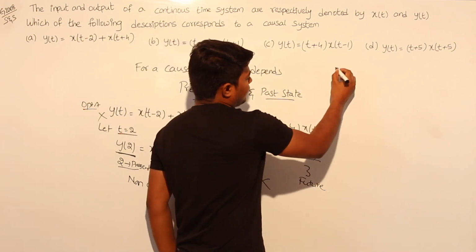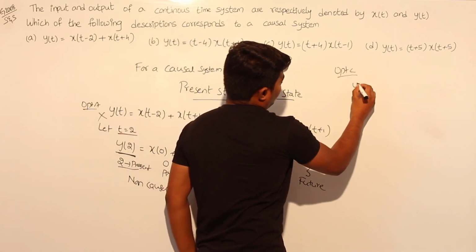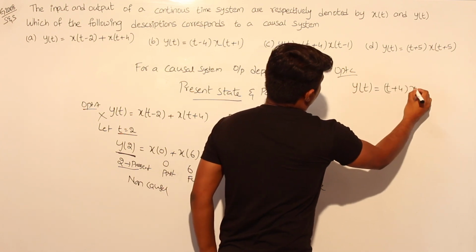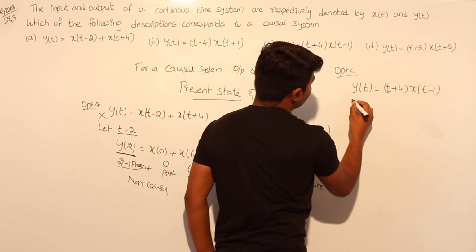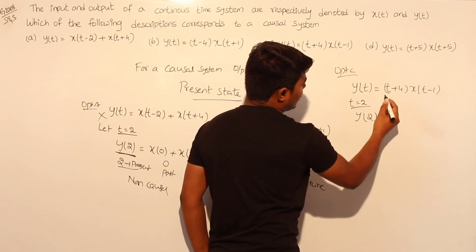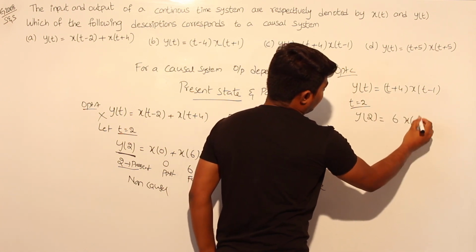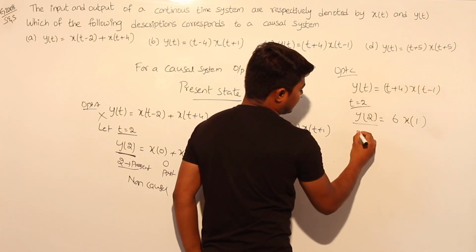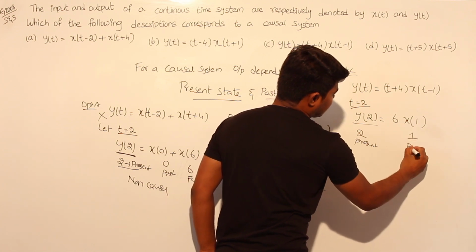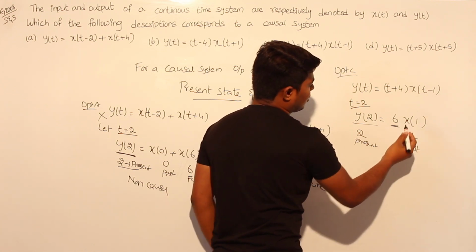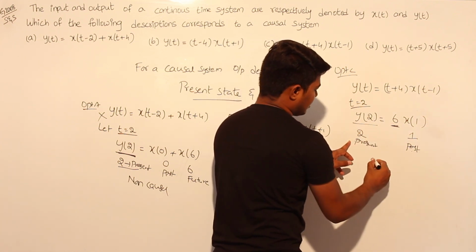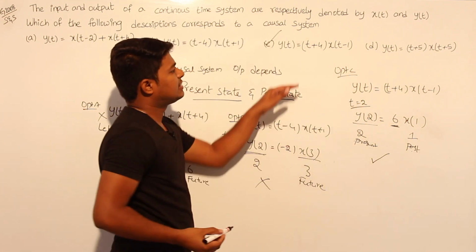Now take option C. y of t is equal to t plus 4 times x of t minus 1. At t equal to 2 we are checking. y of 2 will be equal to t plus 4, that is 6, times x of 2 minus 1, that is x of 1. Here the present state is 2 and 1 is the past state for 2. This 6 is a constant, you don't need to consider it. So we can say clearly that C is the correct answer.